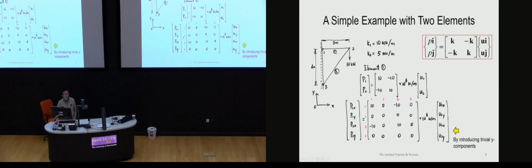One is element 1, which links node 1 and 2 with a length of 3 meters, okay? And it uses a material with a stiffness of 10, I think it's MN divided by meters. So this is the element 1 stiffness coefficient. And then we have another element, element 2, which links node 2 and 3, using a different material, which is less strong than element 1. So element 2's stiffness coefficient is 5.